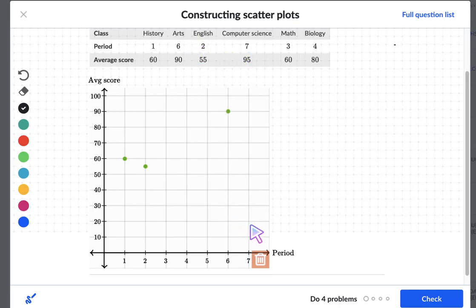Computer science is 7th period. The average was a 95. Let's see. Third period math, the average was a 60. Fourth period biology, the average was an 80. Okay, it does look like the later periods tended to have higher scores. Maybe people are sleepy in the morning too.